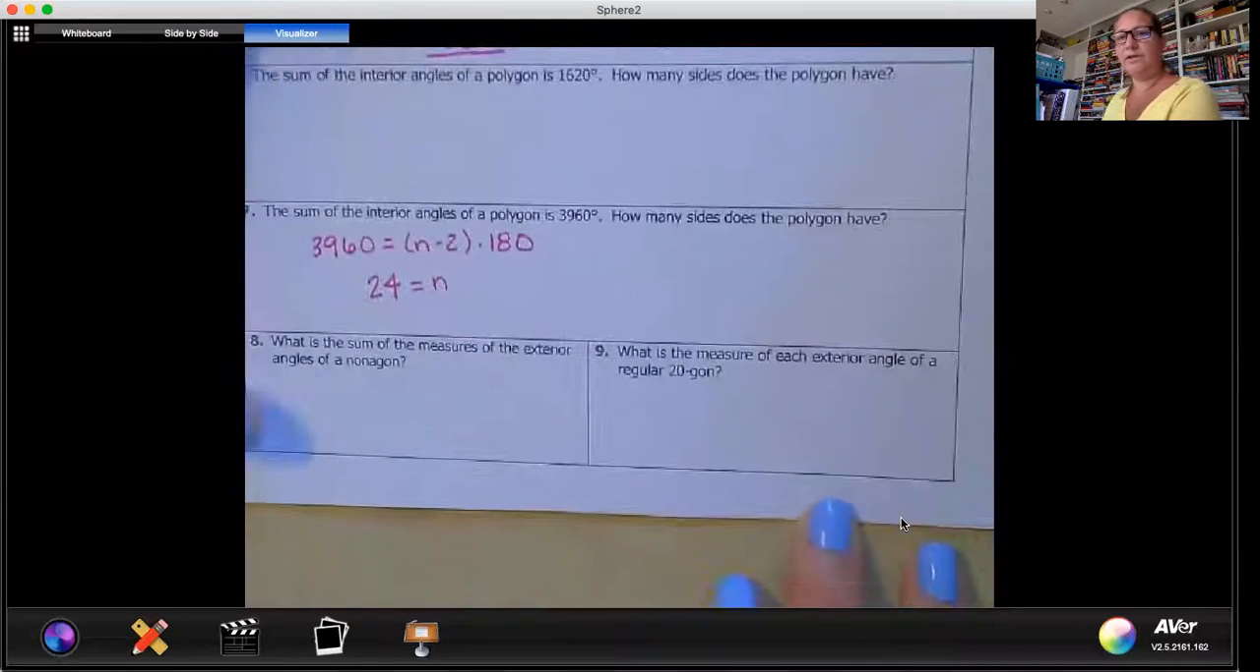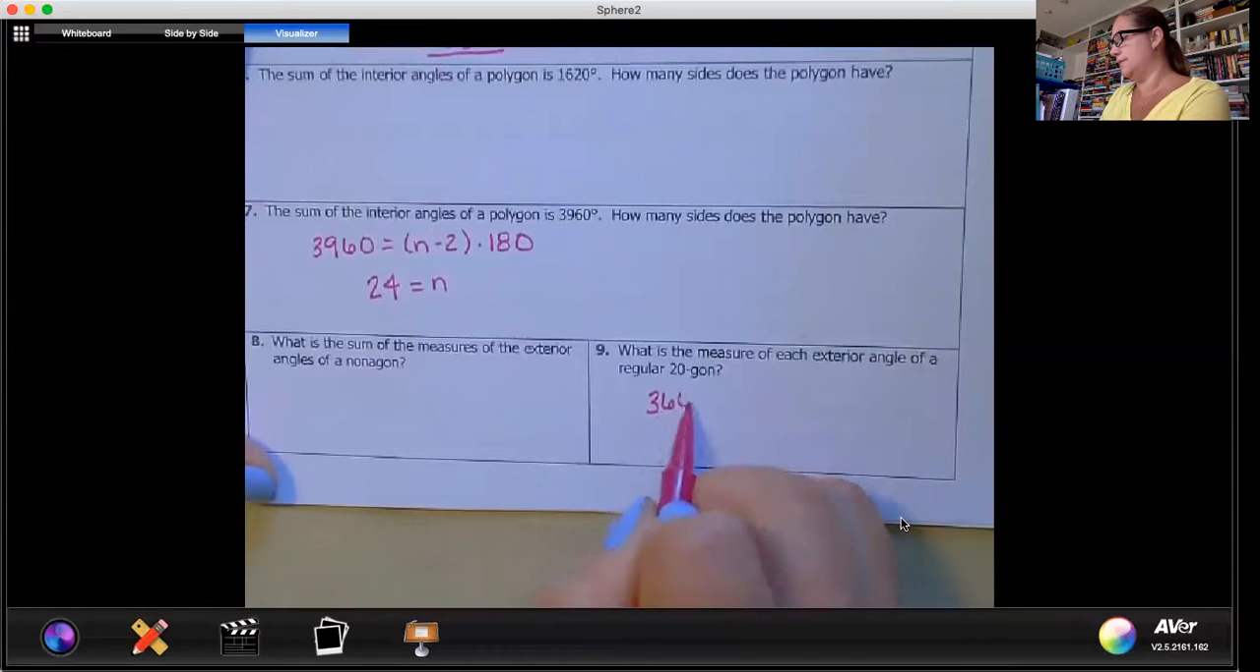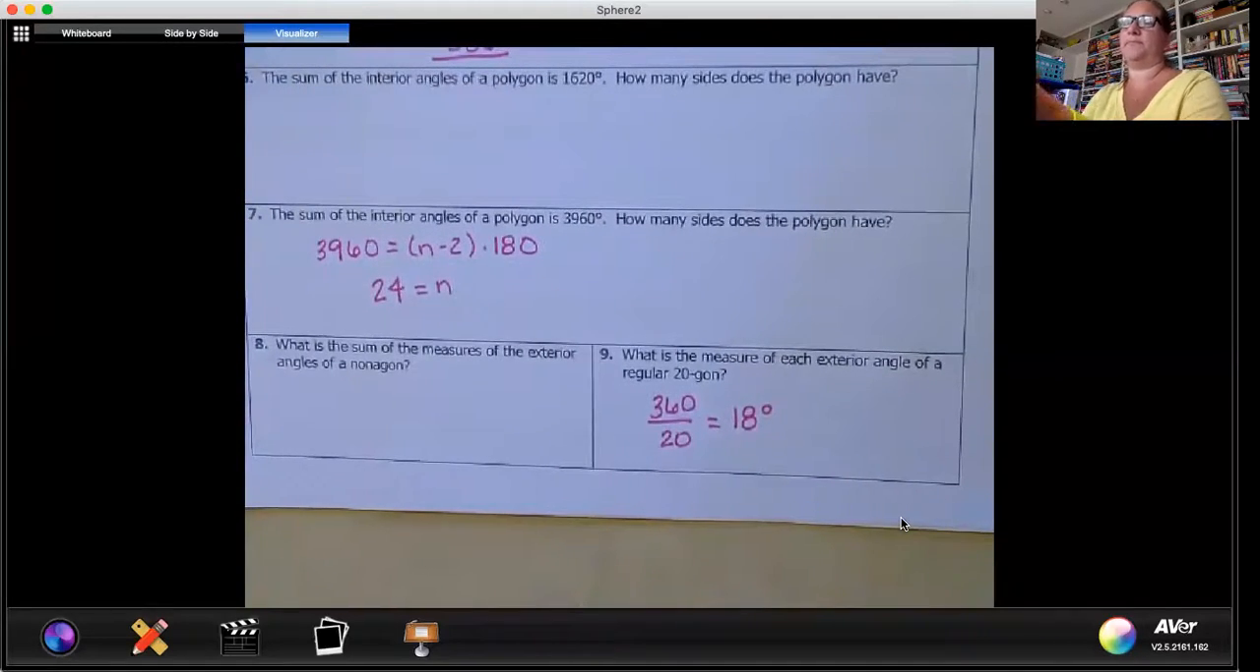Number 9, what is the measure of each exterior angle of a regular 20-gon? That's 360 divided by 20, which is 18 degrees.